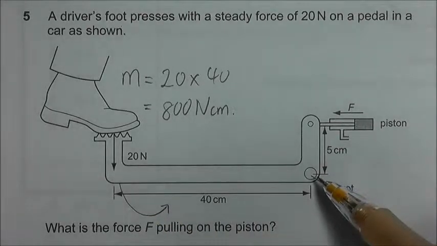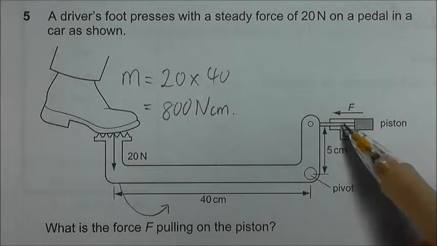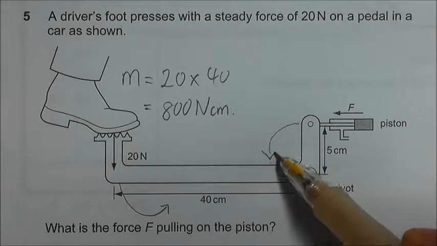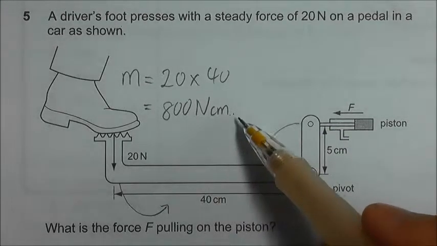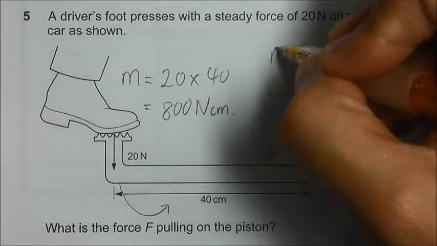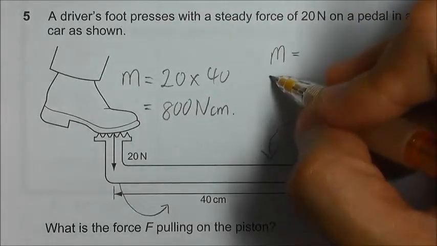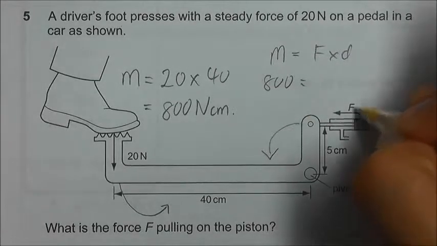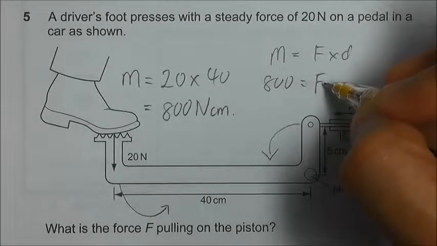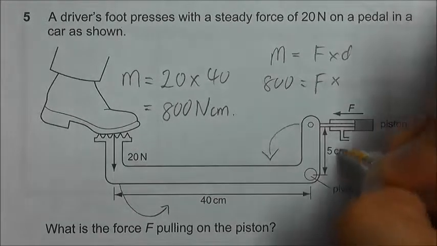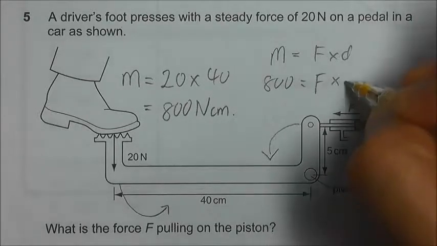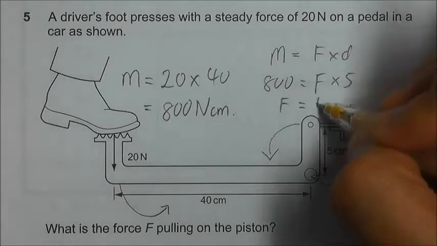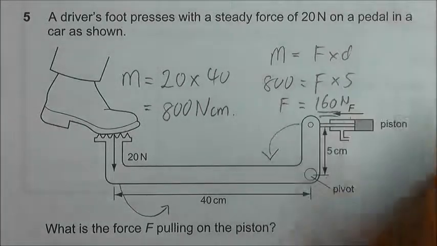And we find that this anti-clockwise moment is transmitted to the piston here, so there will be a force to create an anti-clockwise moment of 800 Newton cm as well. So down here we can calculate the moment. Here, 800 is equal to force times distance. So the force that will be produced, we don't know. Let us represent it with F, and we multiply by the perpendicular distance to the pivot of 5 cm. This force will be 800 divided by 5, we will get 160 Newton. Okay, answer D.